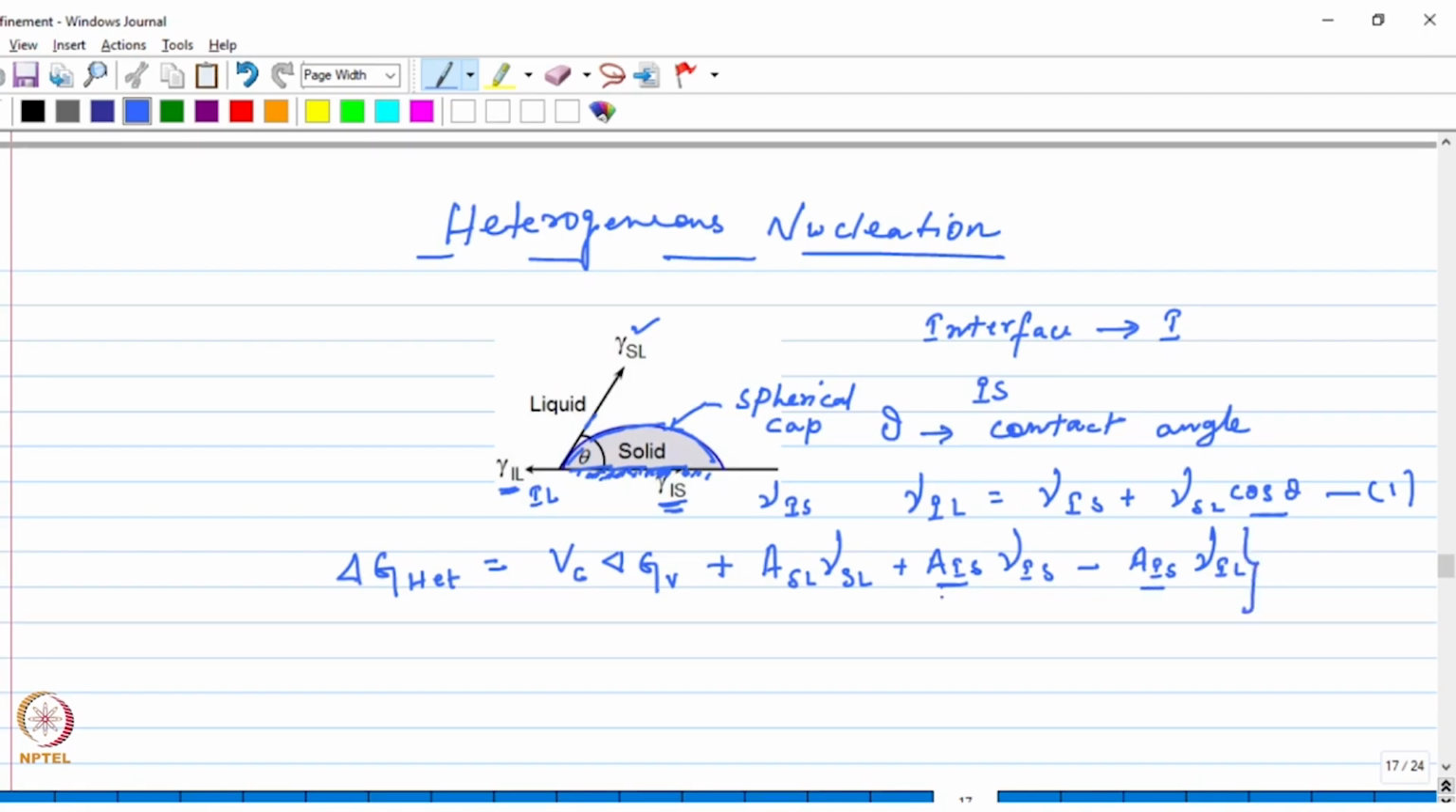Okay. And here you have another term which is negative. So this is the positive surface energy which is added to it. This is because of the creation of the new surface as we discussed before. But this particular term you can see is negative, and this area is taken equal to the area of this interface between the solid and the heterogeneous surface on which it is forming.